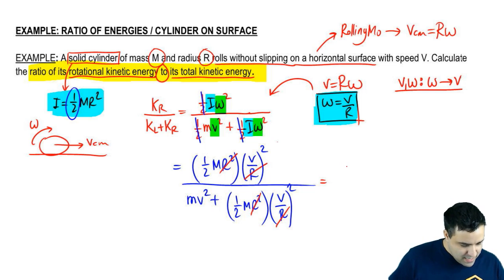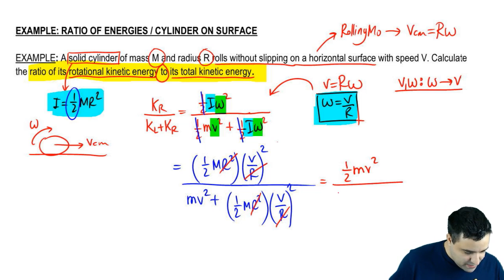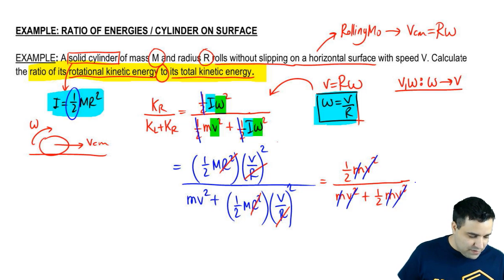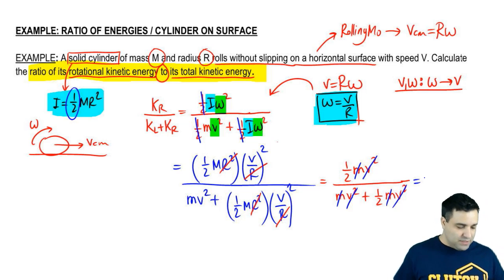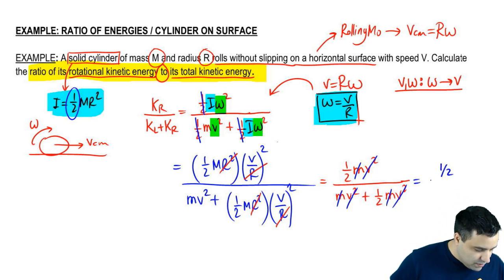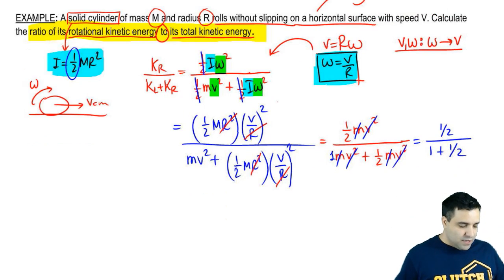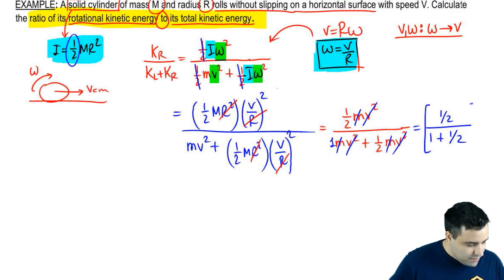I end up with half mv squared divided by mv squared plus half mv squared. And you may already see where this is going. There's an m in all three of these, and there's a v in all three of these, so everything goes away, and you end up with just some numbers left here. So you have half up here, and then there's a 1 here that stays there, 1 plus half. So the mass doesn't matter, the velocity doesn't matter. I'm sorry, the mass or velocity, not volume, they don't matter. So all you have to do is do this thing here.